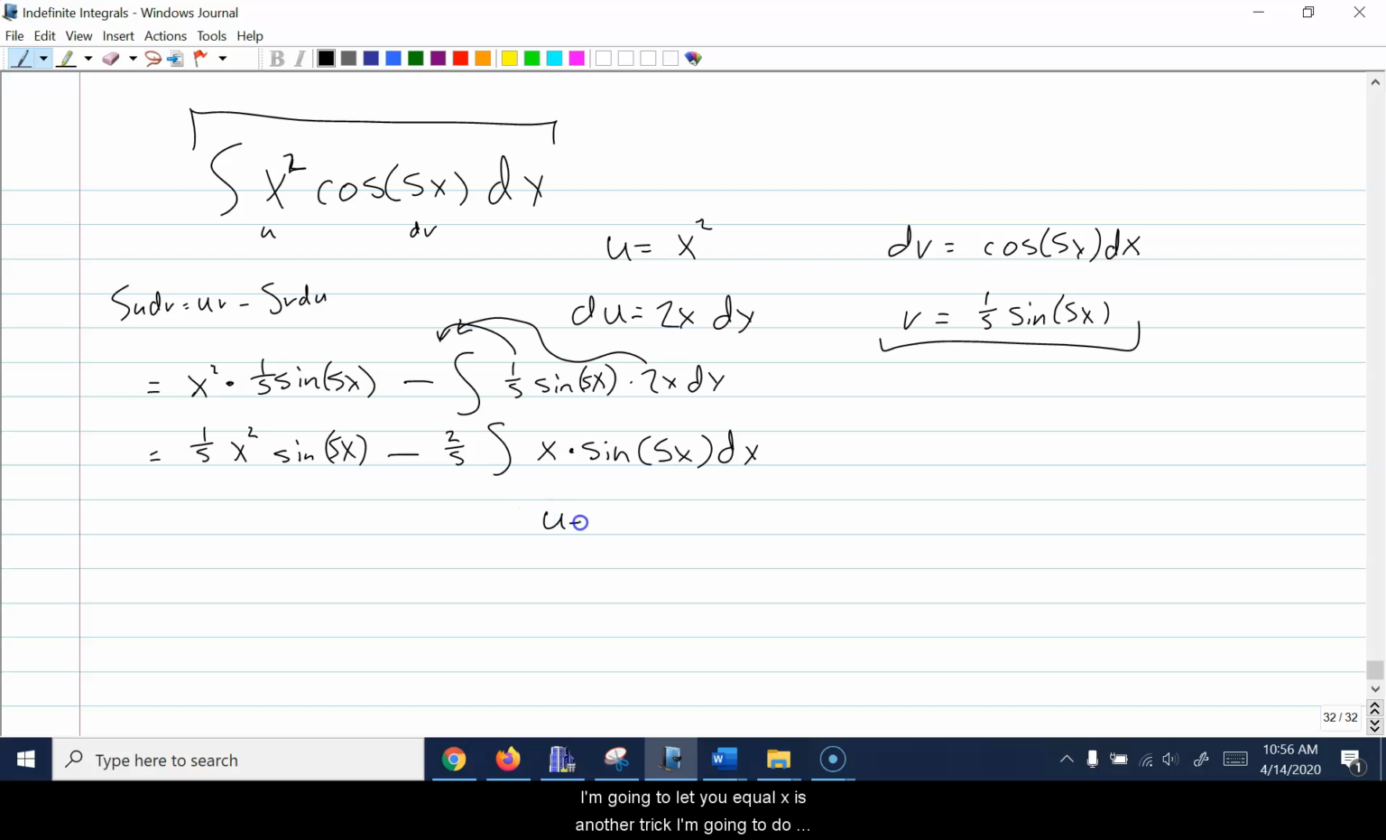I'm going to let u equal x. There's another trick I'm going to do, which is this 2/5 out front is going to need to be out front of the whole thing, which is gross and sort of adds another step where I multiply the 2/5 in.